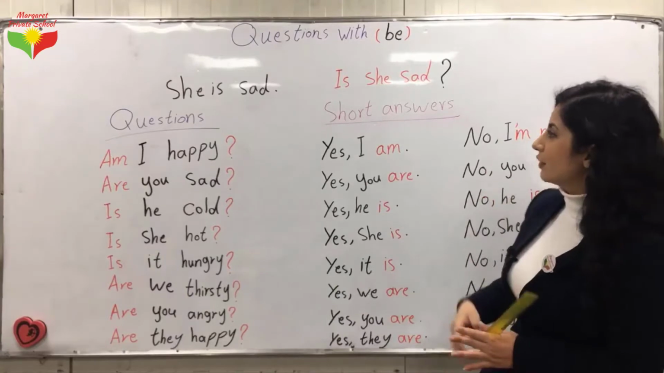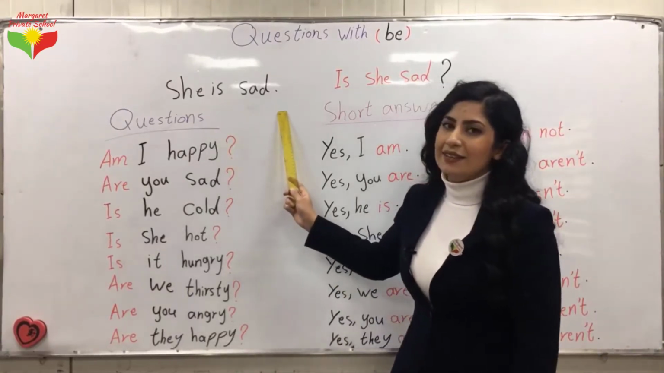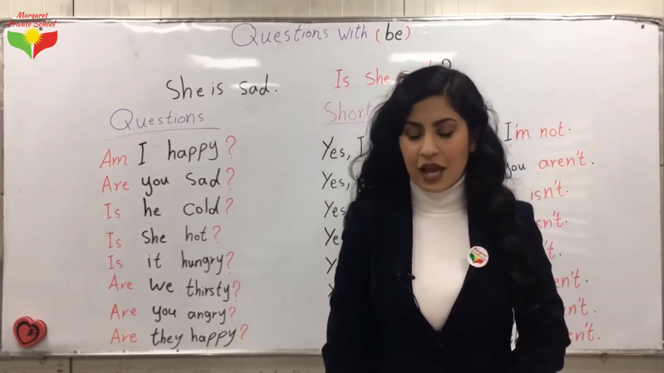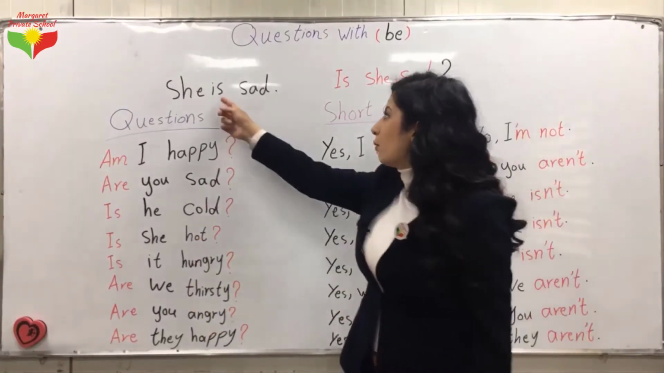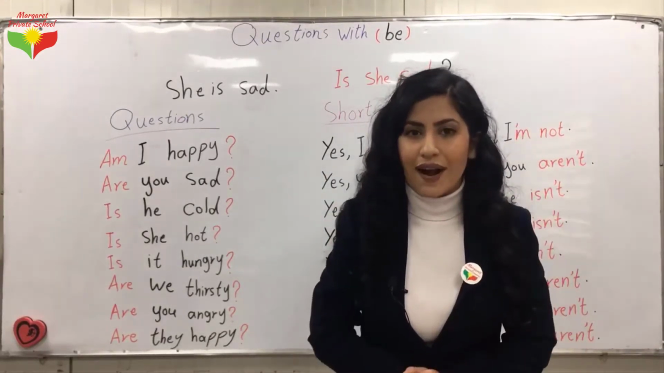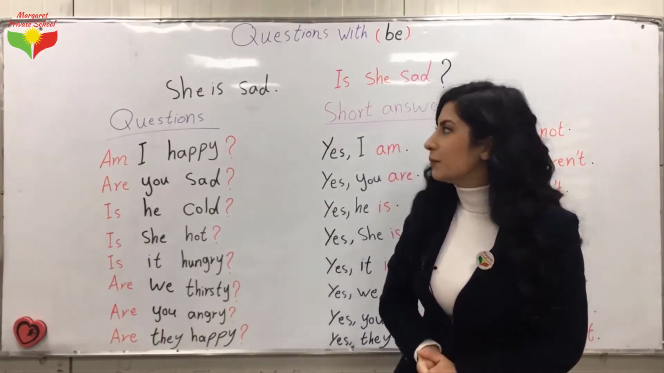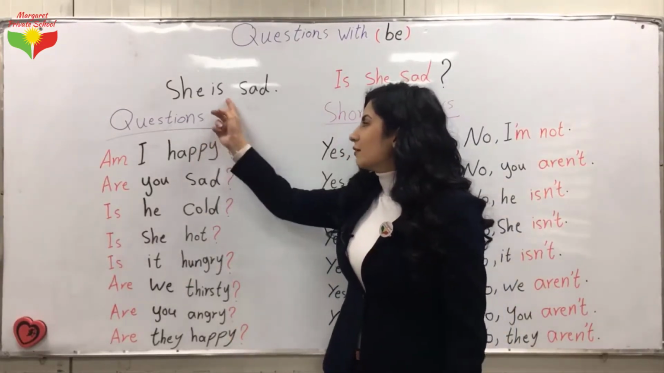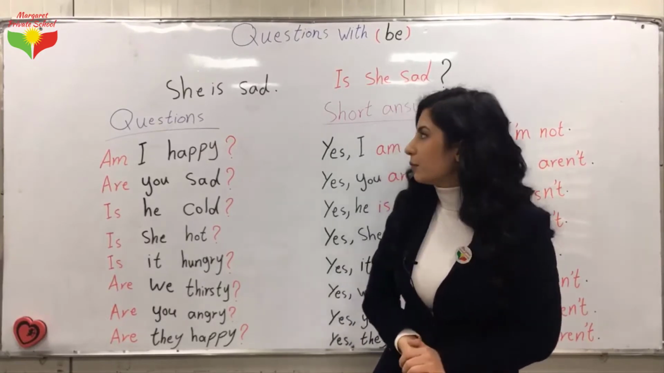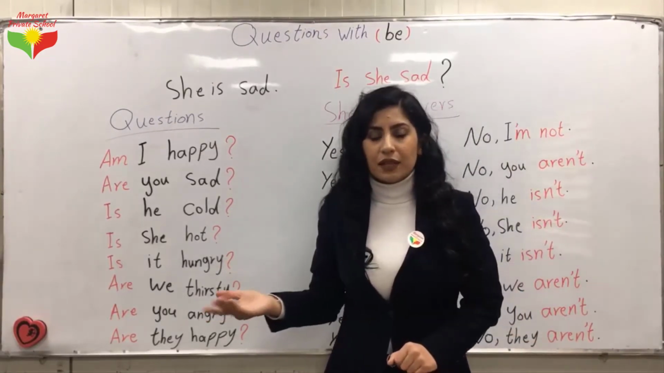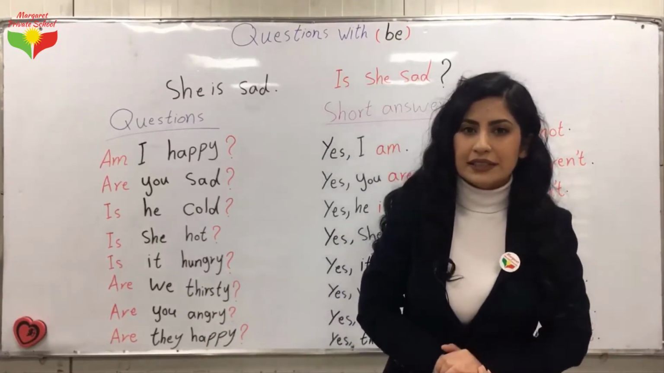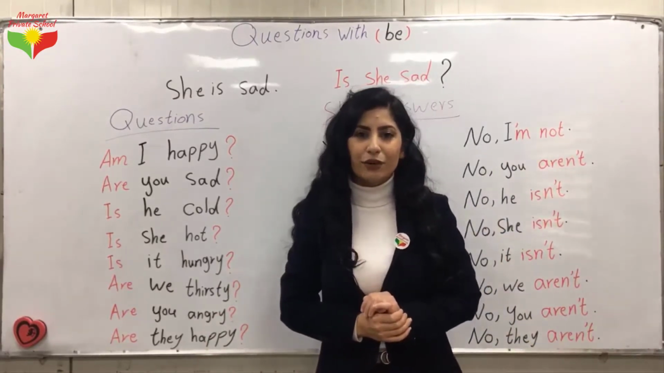Okay, look at here. She is sad. As we mentioned in the previous lesson, we use the verb be with adjectives that describe how we feel. For example, she is sad. He is cold. I am happy.